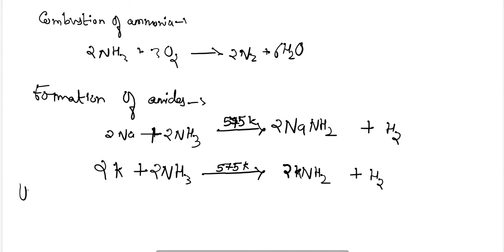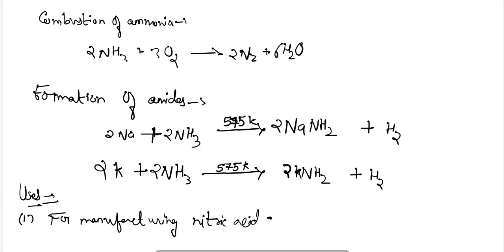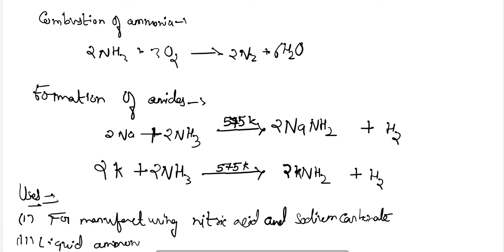Uses of ammonia: for manufacturing nitric acid, we use ammonia as a raw material, and sodium carbonate is also produced. Next, liquid ammonia is used as a refrigerant.